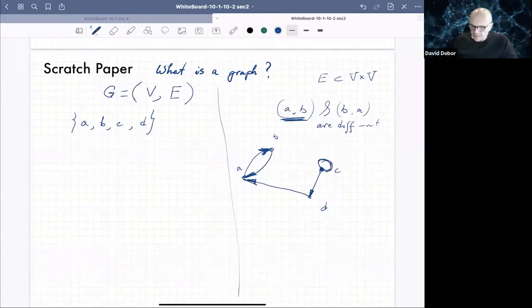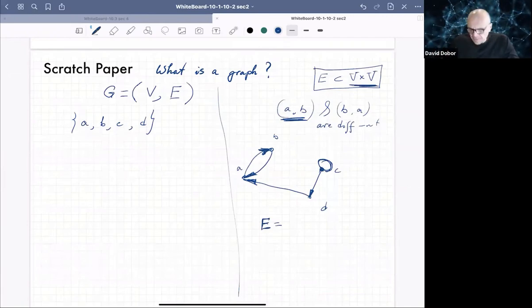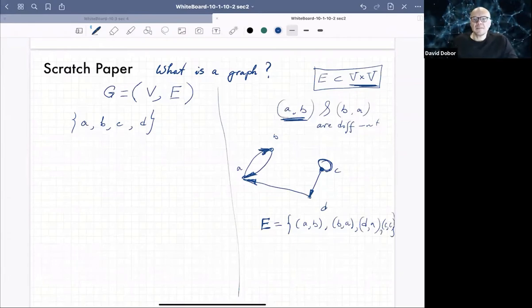So what I've drawn here is my set of edges, which is a subset of all possible pairs of elements from V. That is, E is a subset of this Cartesian product. So is it clear to everyone what this product is? Okay. So in this particular case, which subset? I have a finite set, so I can enumerate all possible elements here. So I have AB, I have BA, I have DA, and I have CC. So these are all possible elements here.